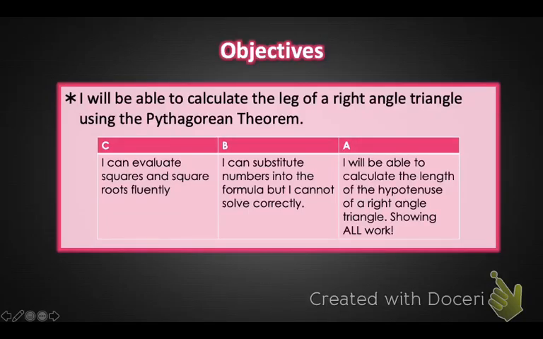All right, our objective today is I will be able to calculate the leg of a right-angled triangle using the Pythagorean theorem. So we're doing what we did yesterday, except we are instead calculating a leg and not the hypotenuse. You need to take notes on this lesson, and then you need to show the guest teacher your notes in order to get the homework for tonight.